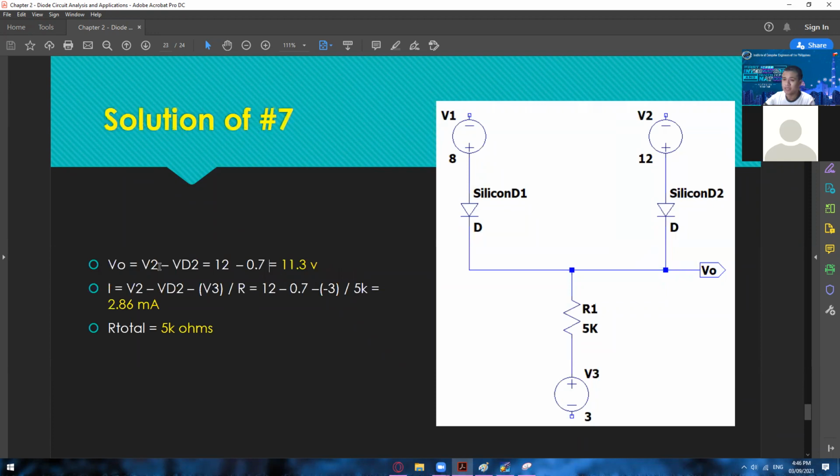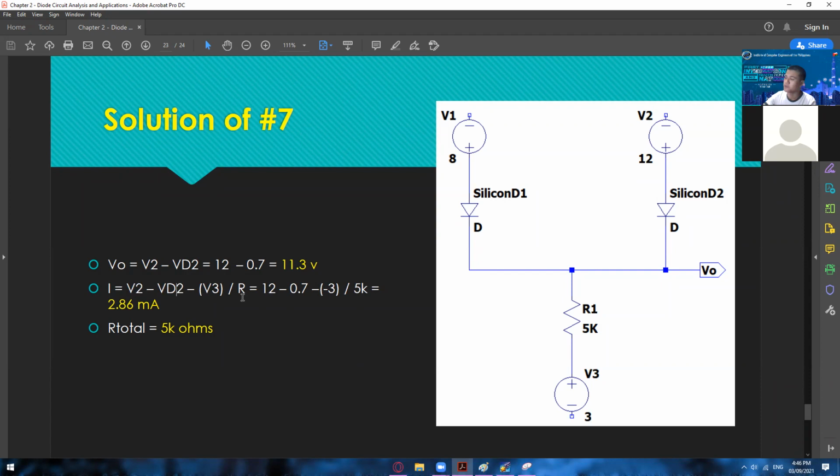Okay, so in here, we have VO is equal to V2 minus VD2, which is 12 minus 0.7, which is equal to 11.3 volts. And then I is equal to, of course, the total voltage divided by the R total. So V2 minus VD2 minus V3 divided by R will give you a result of 2.86 milliamps. And then R total is 5 kiloohms.